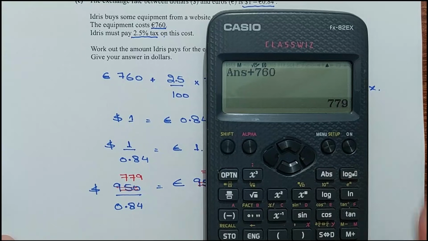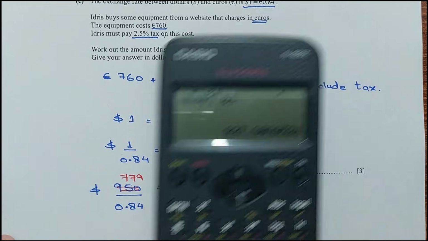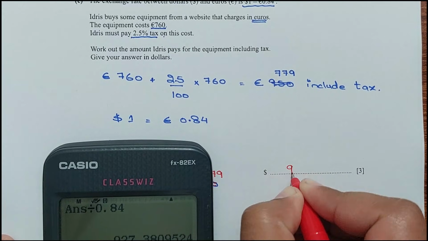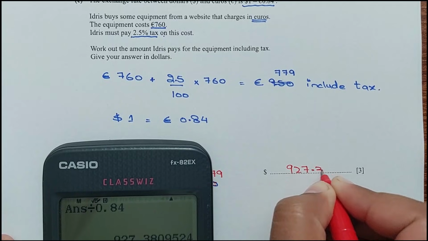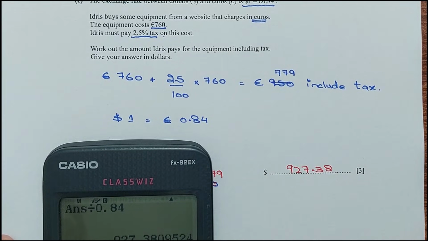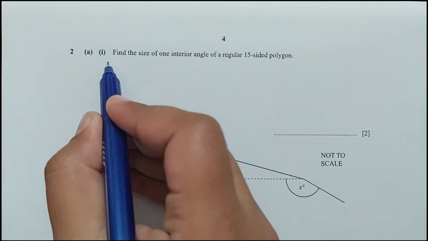779 euros divided by 0.84 is 927.38 dollars. Question number 2, part A, number 1.